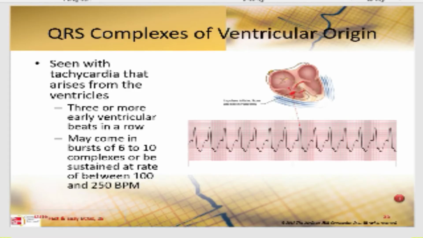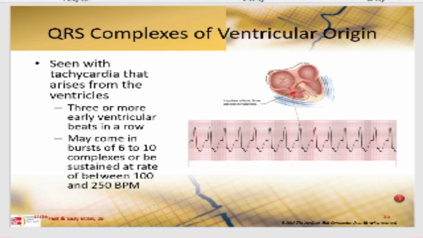Ventricular tachycardia. Tachy means fast, remember? So you're going to have really rapid depolarization of the ventricles that will override your SA node. So that's tachycardia that comes from your ventricles. You're going to have 3 or more early ventricular beats right in a row, and you may see these in bursts of 6 to 10 complexes. And this heart rate is going to be between 100 and 250 beats per minute.